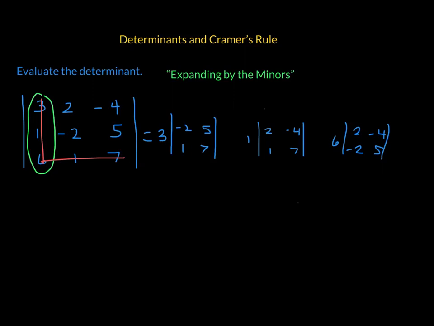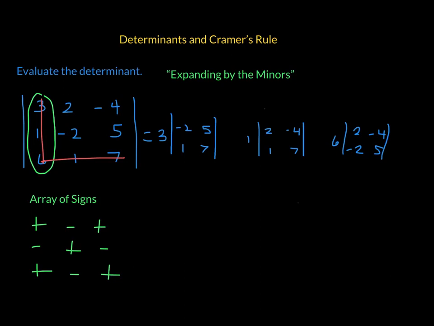This is expanding by the minors. Now, one additional thing that we need is something called the array of signs. This is the array of signs, and the array of signs basically tells us whether we will be adding or subtracting these values that we're getting.